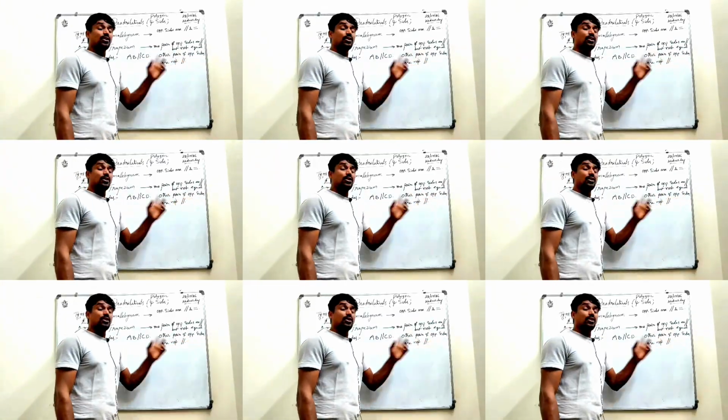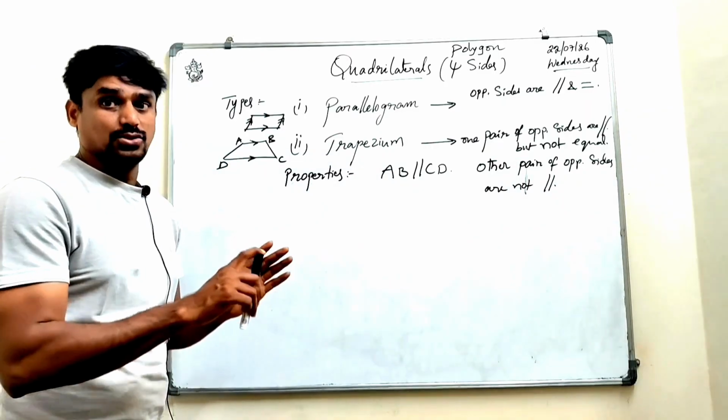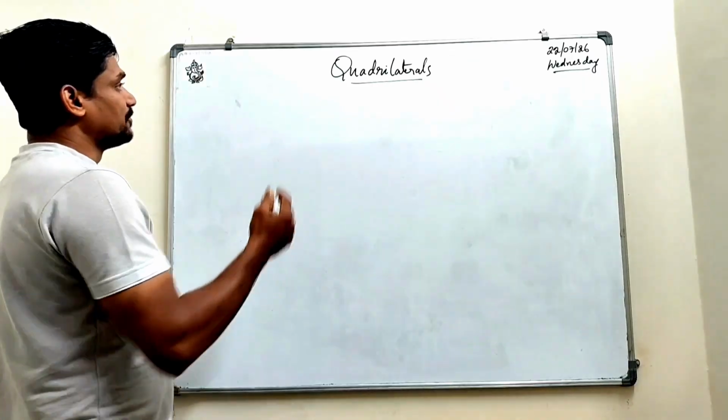The other pair of opposite sides are not parallel. They can be equal also. AD is not parallel to BC. Types of quadrilaterals.